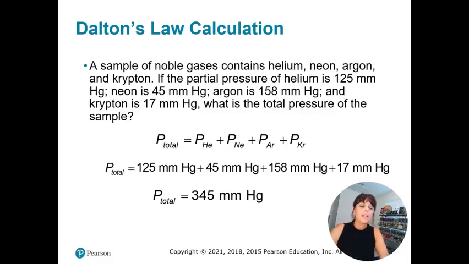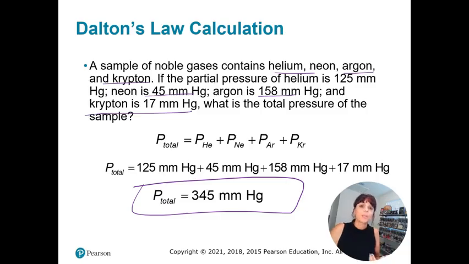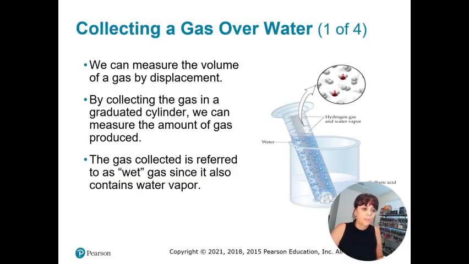So in this example, we have a sample of noble gases: helium, neon, argon, and krypton. If the partial pressure of helium is 125 mmHg, neon is 45, argon is 158, and krypton is 17, the only thing you need to do to prove Dalton's law is use the formula. The total pressure will be the sum of all the gases. Just remember to pay attention to the units, because sometimes I can mix the units and give you atm and millimeters of mercury, so we need to convert, okay?